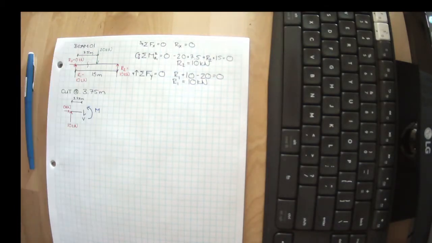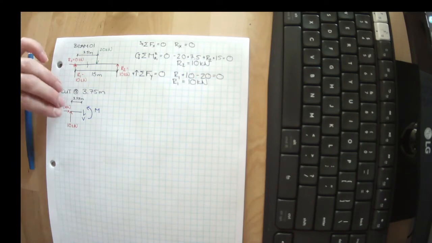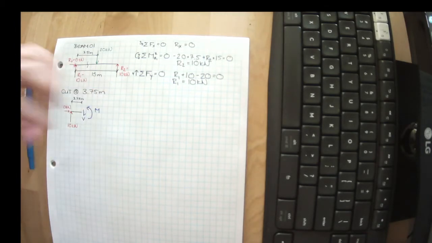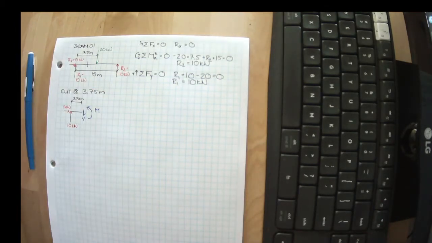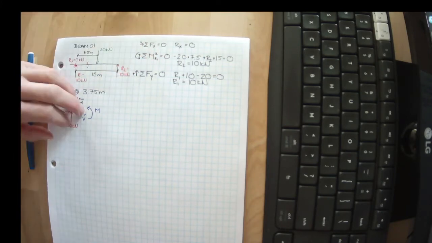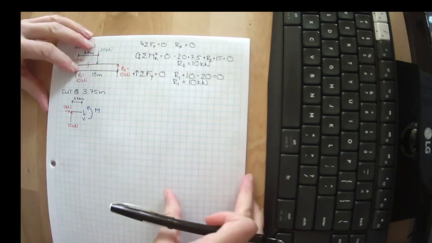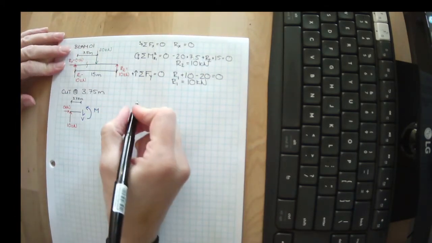So these are unknown internal forces that must be holding this thing in place. If the object as a whole isn't moving, this little section that we cut can't be moving, so there must be some internal forces holding this tiny little piece in place. So now we can calculate, using our same three equations, what those are. This is the same thing we did when we were looking at our trusses. So let's go through and do exactly that.